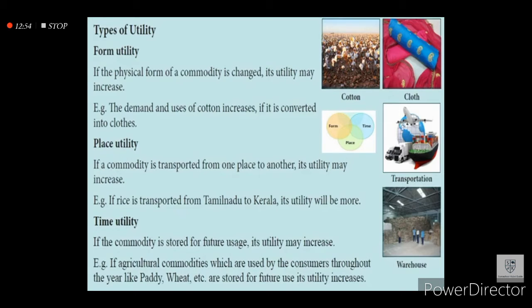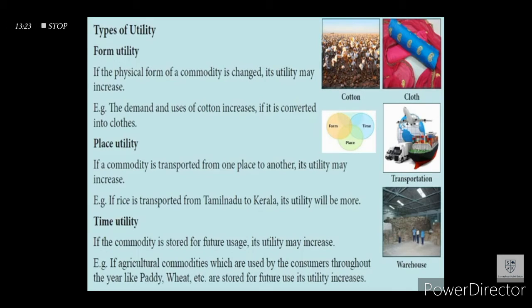When you see the time utility, if the commodity is stored for future use, its utility may increase. That is, if the agricultural commodities which are used by the consumers throughout the year, like paddy and wheat, are stored for future use, its utility increases. And when the utility increases, definitely the cost will increase.